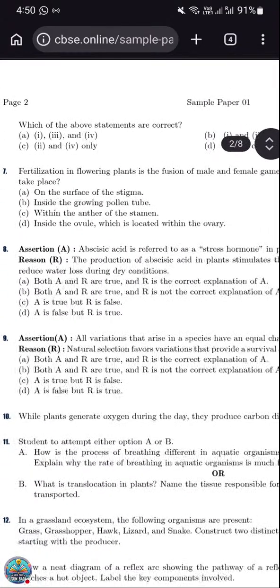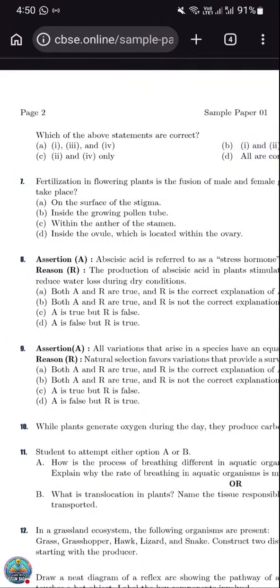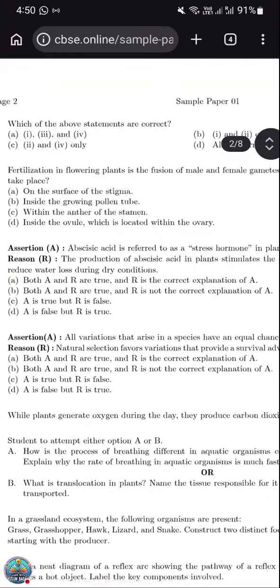So here, as you all are familiar, we'll be having section partition. Bio you need to write in the first session only. So we'll wind up with the bio now. Assertion reasoning questions are there, then the MCQ part of the bio part will be complete.